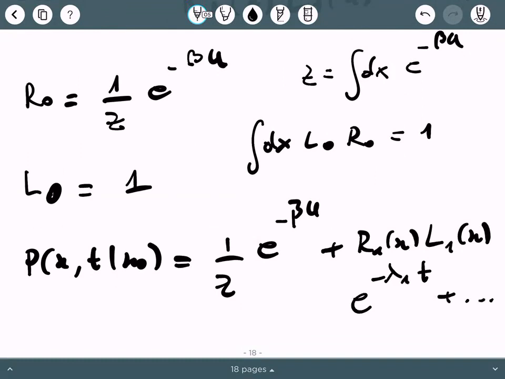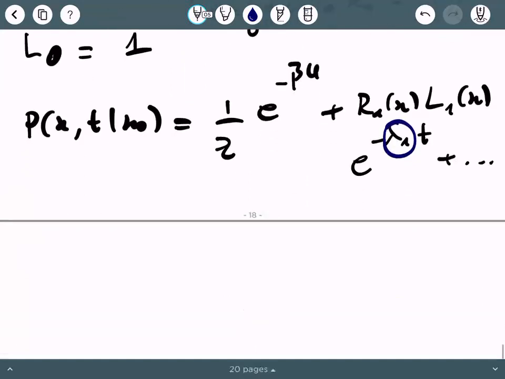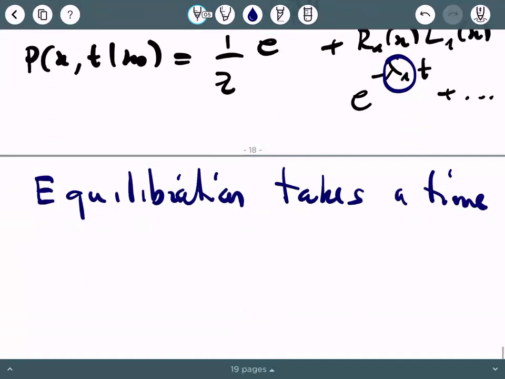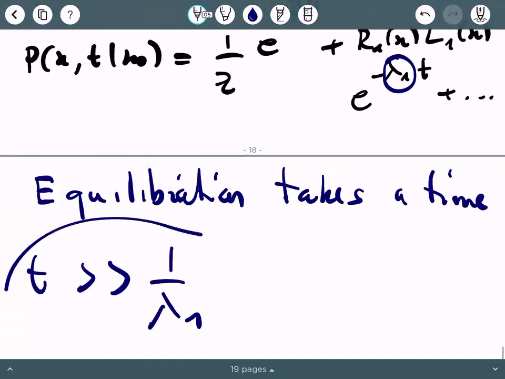But this expression enables me to understand what is the physical meaning of the spectrum of eigenvalues of the Fokker-Planck operator. In particular, the first non-vanishing mode, lambda 1, is the relevant time scale that tells me how long it takes to reach the Boltzmann distribution, because equilibration takes a time t, right? So lambda 1 gives me the characteristic scale that takes a system to equilibrate.